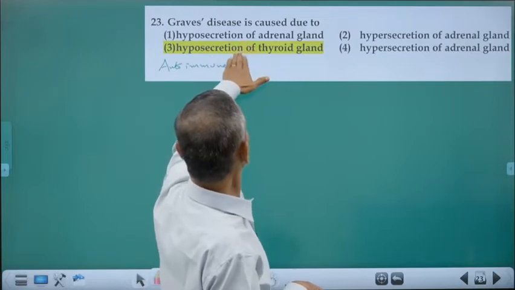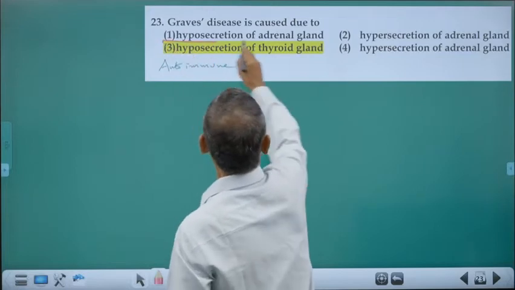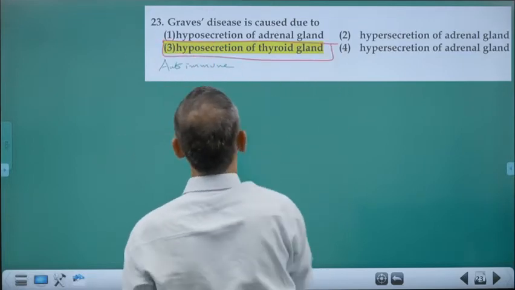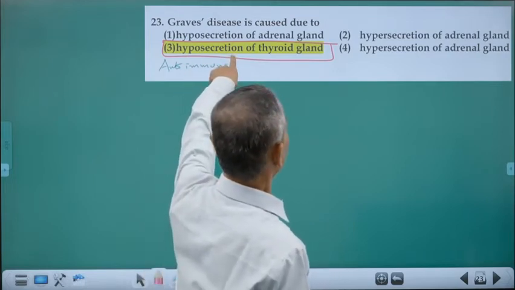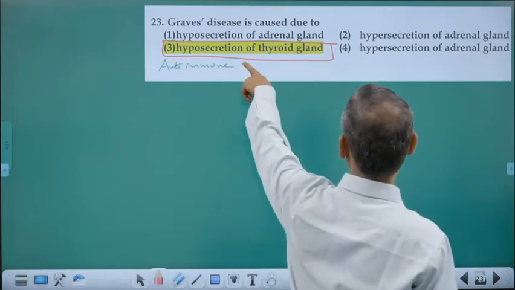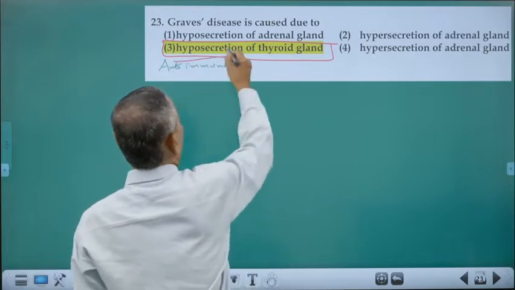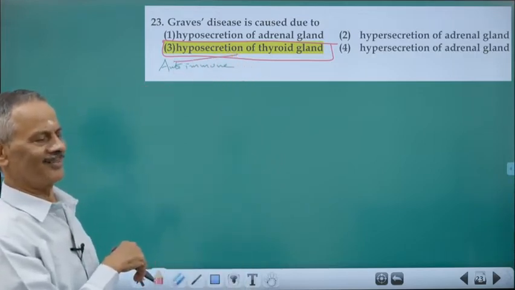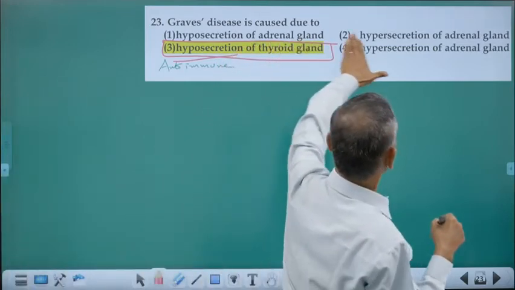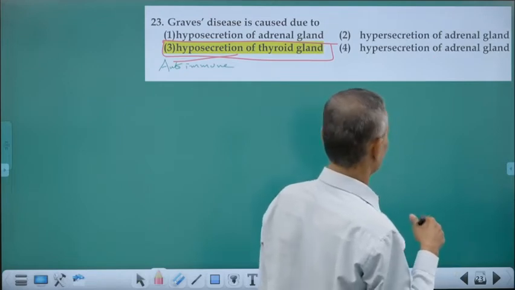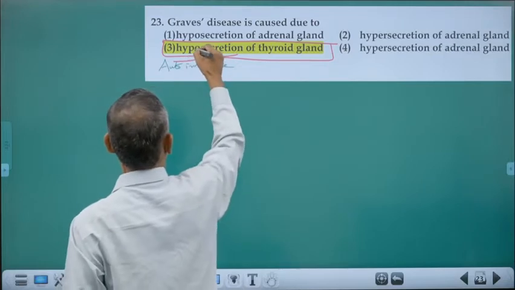Graves' disease is caused due to the hypersecretion of... the hyposecretion. Graves' disease is not because of the hyposecretion of adrenal. It is because of thyroid. And here it is hyposecretion. It should be hypersecretion. It may be a spelling mistake. Otherwise, there cannot be any answer because it is not because of the adrenals. Okay, that's a mistake. It should be hypersecretion.